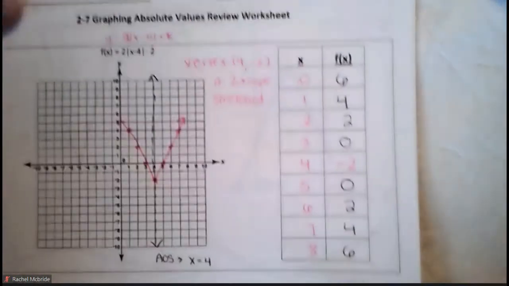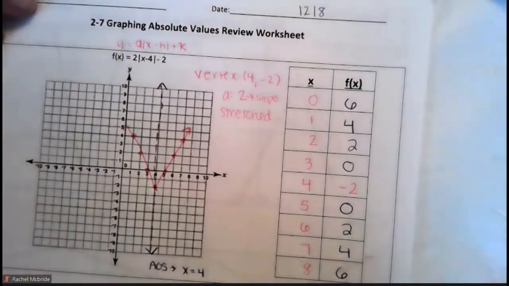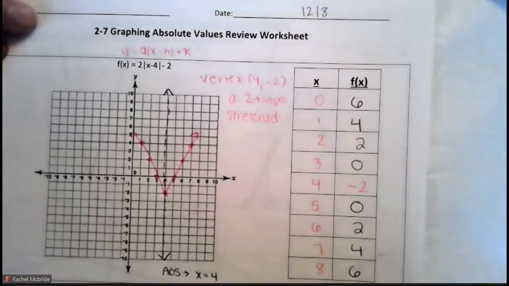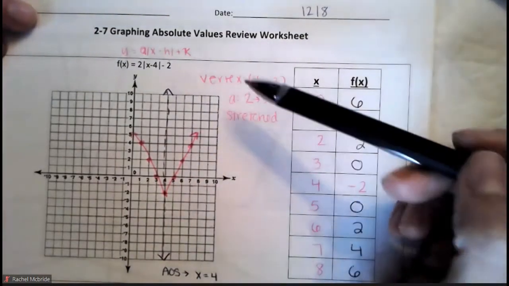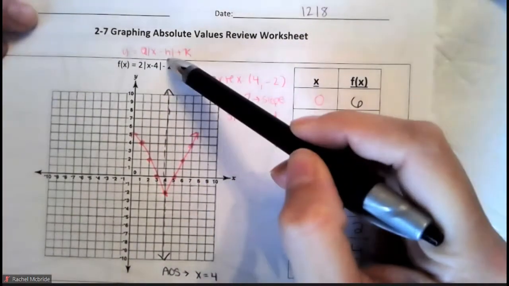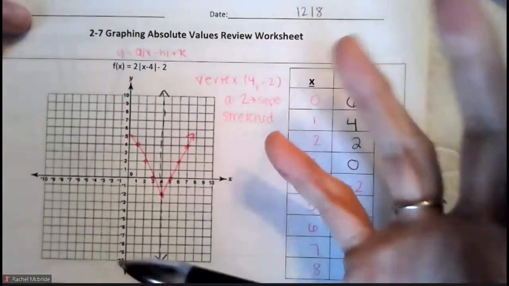So our goal or purpose for today is to really investigate what each part of an absolute value graph does, what it means, and how it relates. So we have a, h, and k. Those are our 3 key points.